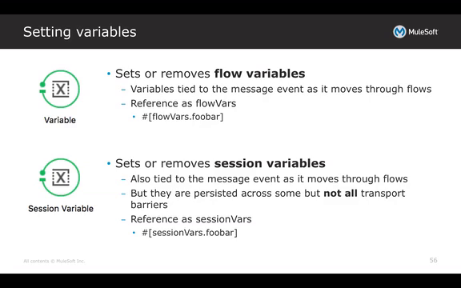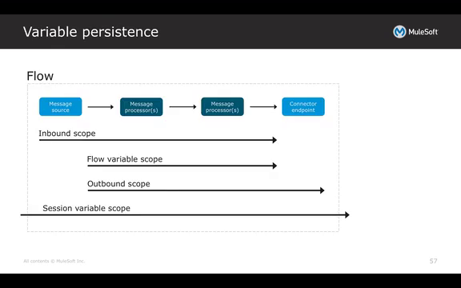On the other side, there are session variable transformers. This lets us set or remove session variables. Now, session variables are also tied to the message event as it moves through flows, but they are persisted across some, but not all, transport barriers. So there's a few transport barriers that will serialize and deserialize session variables and send them across the transport. They can also be referenced by Mule expression language using the syntax session vars dot and then the key, such as foobar.